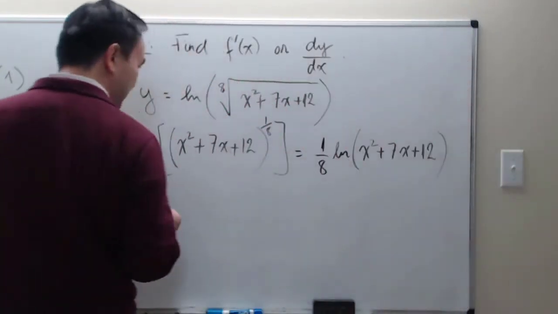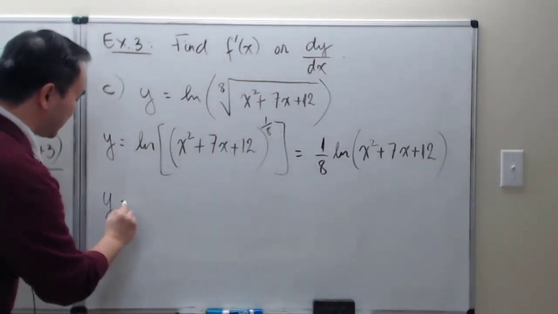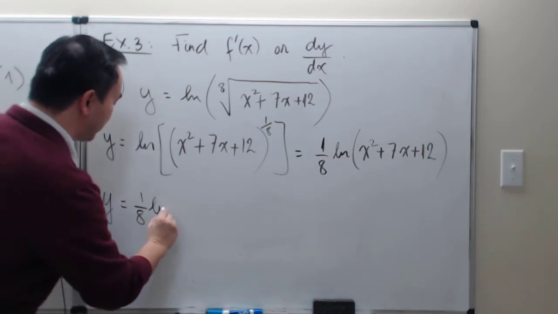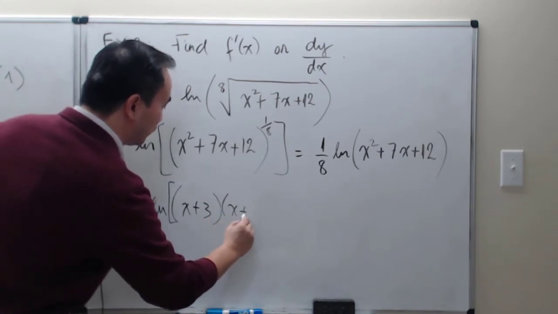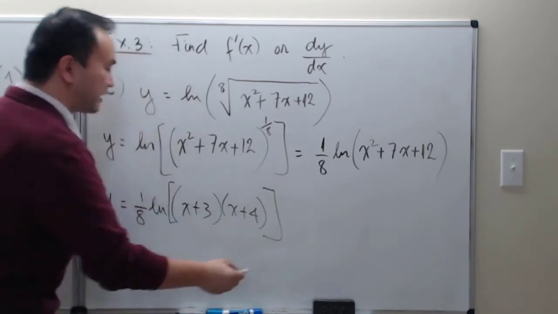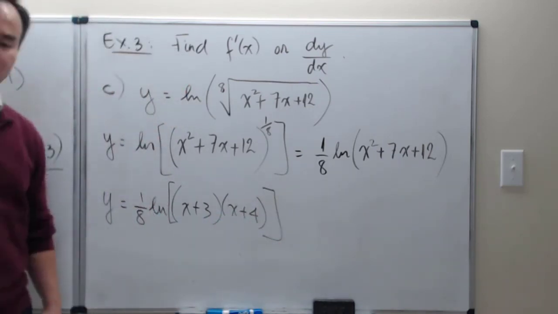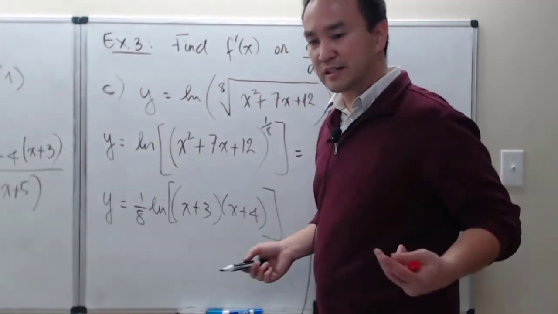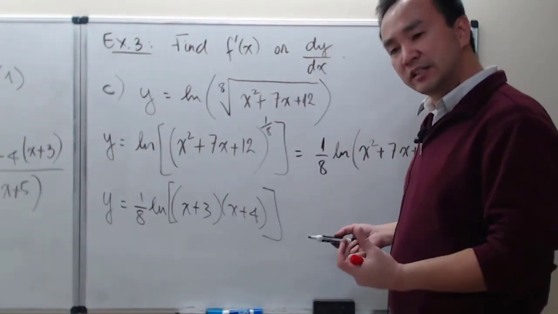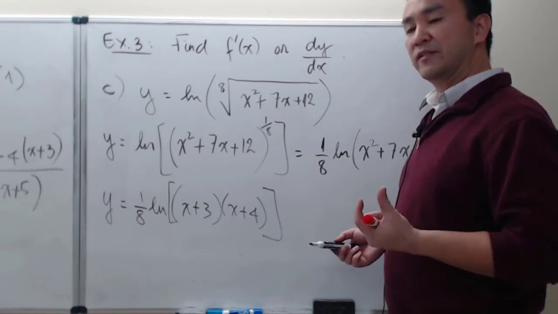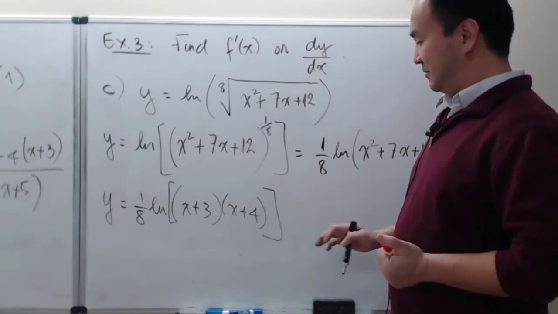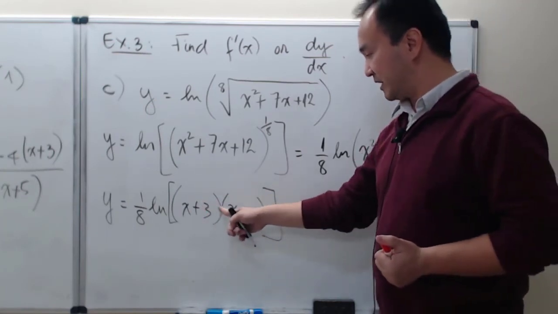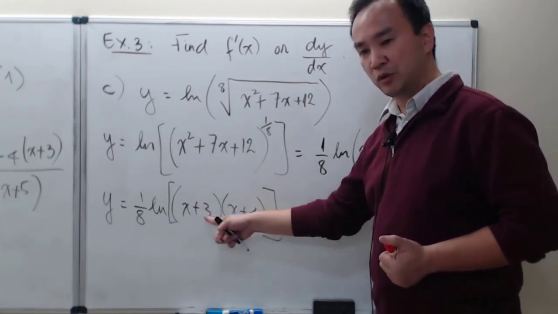So that means I'm looking at 1/8 times natural log of x plus 3 times x plus 4. You see, if we can keep breaking it down to smaller little chunks, why not? Because each little chunk is a lot easier to find the derivative, including the chain rule steps being chained in there. Okay, and so now once we have recognized it this way, it's a product of two factors.